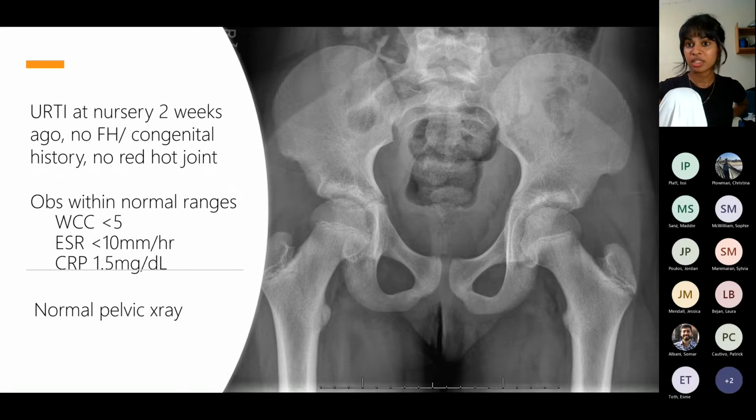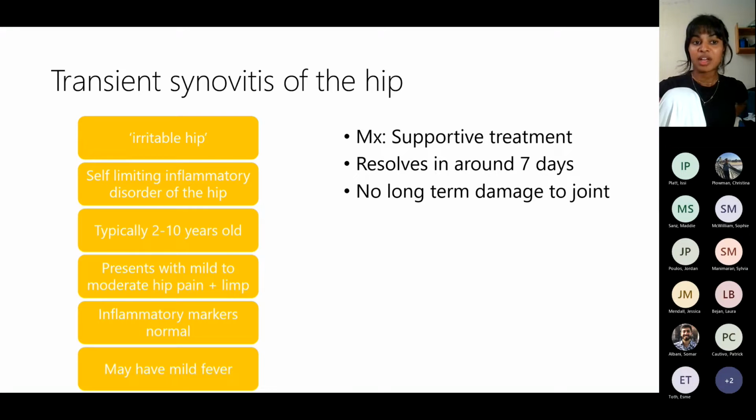Does anyone have any idea? So they're systemically well, they've had a recent illness, and they've got a painful joint. Okay, so this is transient synovitis of the hip. It's what they call irritable hip. It's self-limiting and it's just inflammation of the hip.